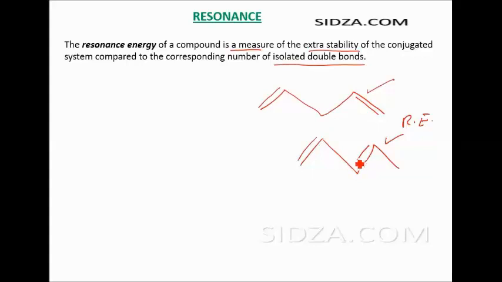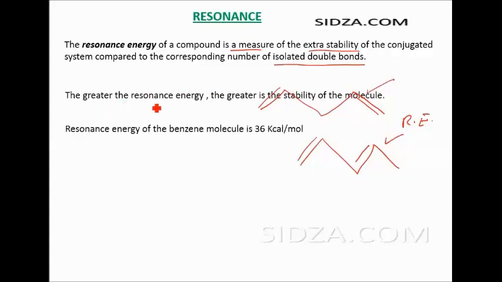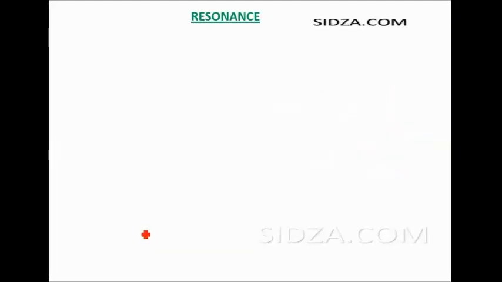So due to the resonance, this molecule is more stable than this one, and the difference in energy will be equal to the resonance energy, right? So the greater the resonance, the greater the stability of the molecule. Like in benzene, we find the resonance energy is about 36 kilocalories per mole. That means when resonance occurs in benzene, the energy released is about 36 kilocalories.